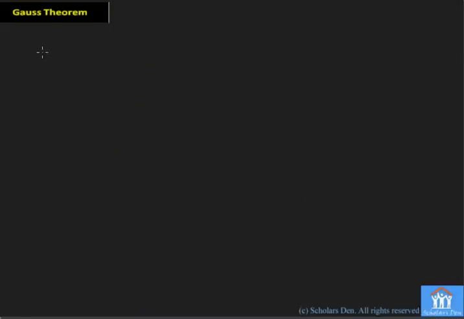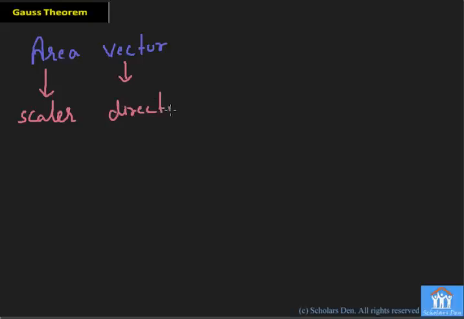So let's take an example of the area vector. Now we are going to discuss the area vector first. What is the meaning of area vector? We know very well that area is a scalar quantity, and a vector quantity means it has direction. So how are you going to connect direction along with the area? This is a big question. If you combine these two quantities, only then will you write it as the area vector.